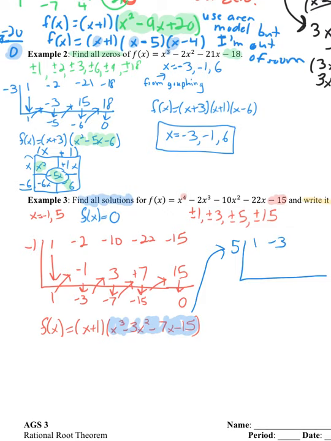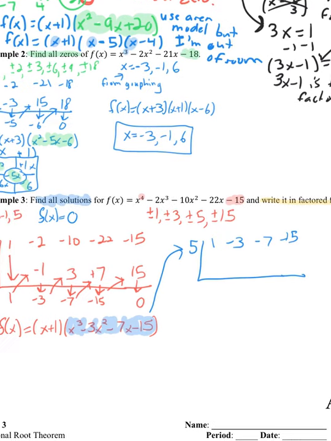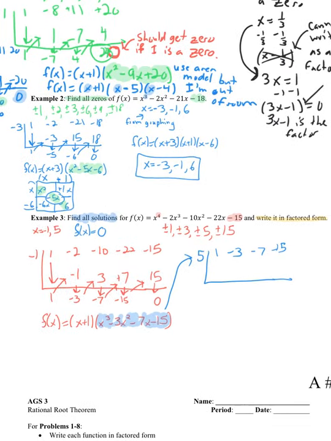And we say negative 1, negative 3, negative 7, negative 15. And that's going to help us get down to a 2nd degree polynomial. So we just use the numbers that we just finished, and we do the division one more time. 5 times 2 is 10, gives us a 3, that gives us a 15, and a 0. Perfect.